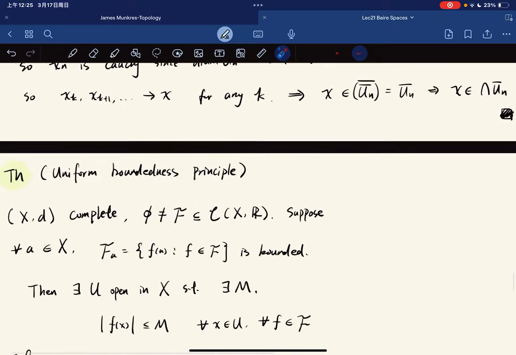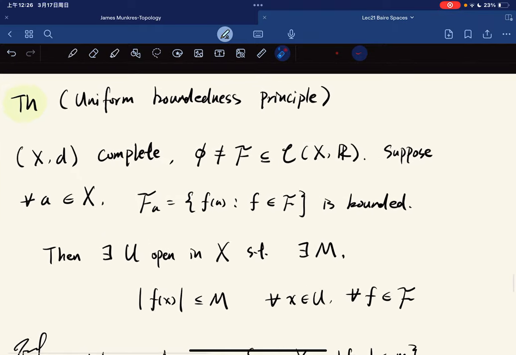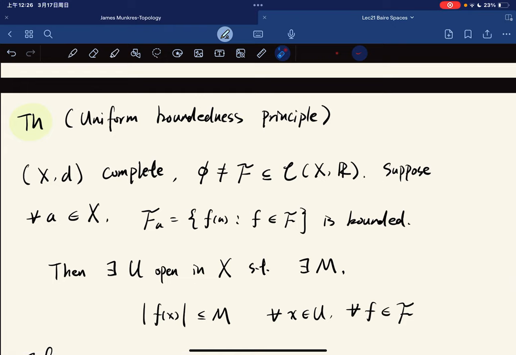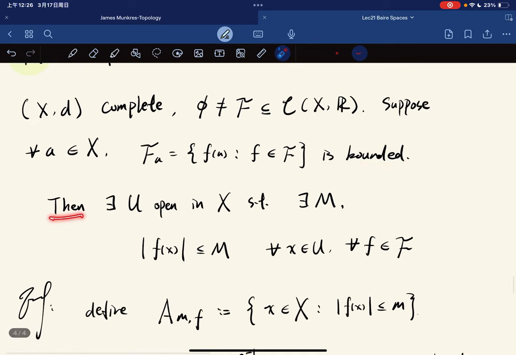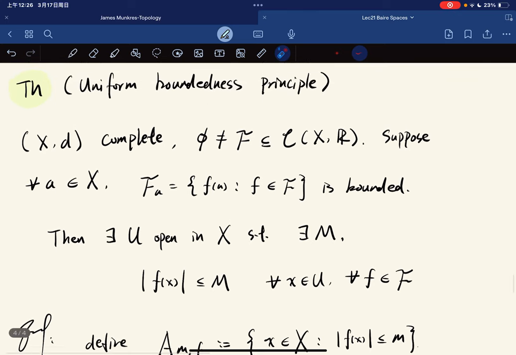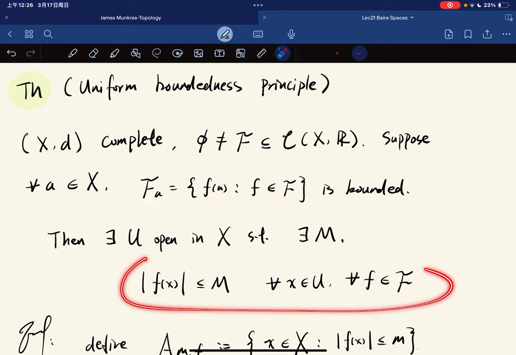So here's an important application of the Baire category theorem. It's called the uniform boundedness principle. I've been mentioning this at the beginning, so let's just see the statement. It states that for any complete metric space X, we consider a non-empty subset F of the continuous function space from X to R. Suppose that it is pointwise bounded, so for each x in X, the set F(x) is bounded. Then there exists a non-empty open set in X on which F is uniformly bounded. So, given that it is pointwise bounded and X is complete, we have the uniform boundedness principle.